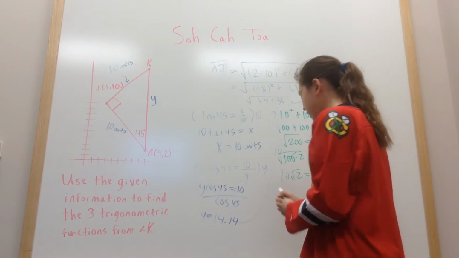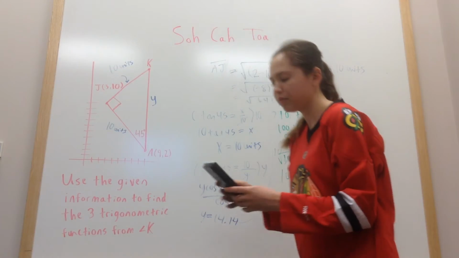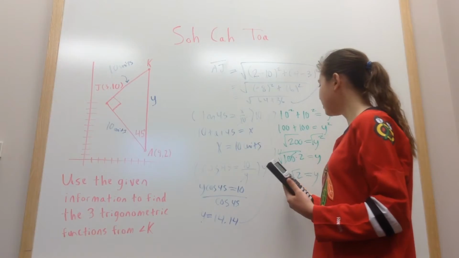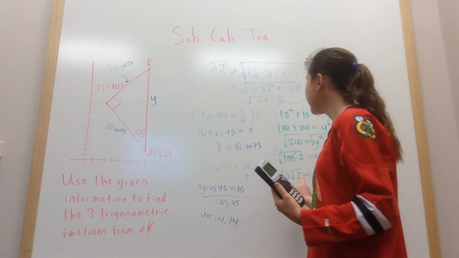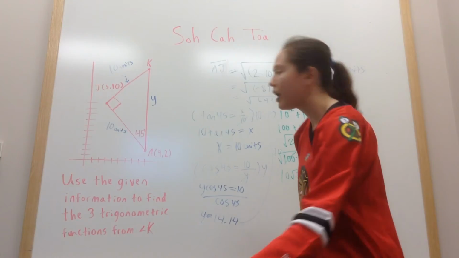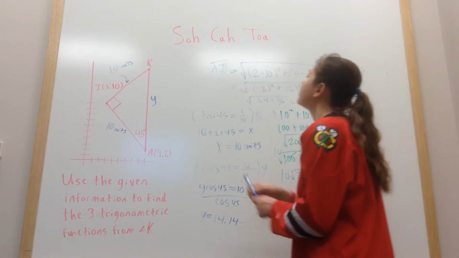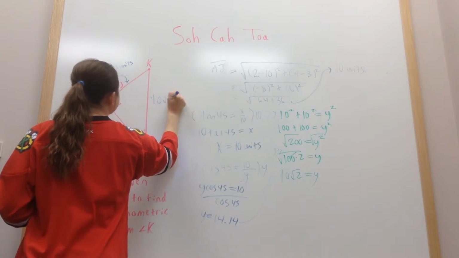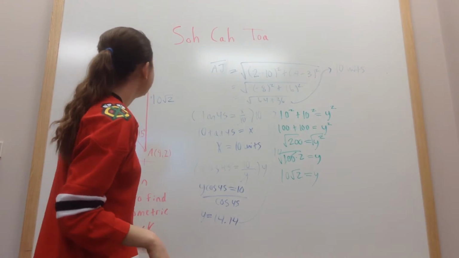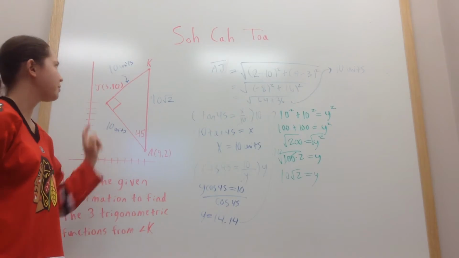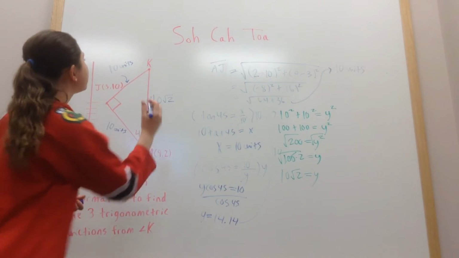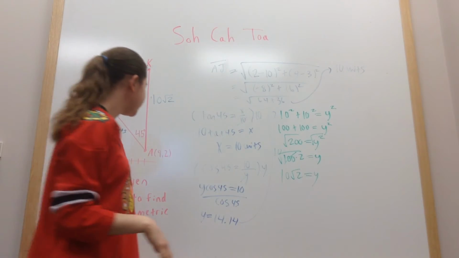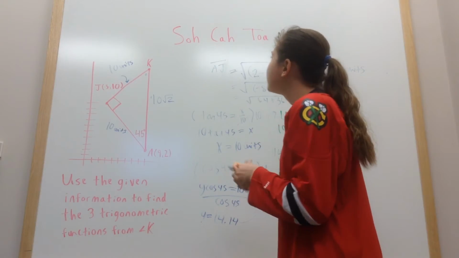So if we plug it into our calculator, the 14.14, yep, same thing. You guys can't see it. It's the same, 10 root 2 is the same thing as 14.14, except this is an exact answer. So now that we know the length of all three sides, we can erase our y. This is 10 root 2. We can now find the three trigonometric functions from an angle K then. I'm just going to put a little dot right here so I know where I'm working from. Let's use blue again. Alright, so I'm going to start with sine.